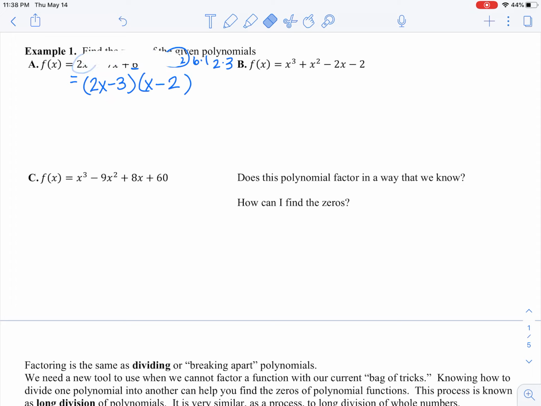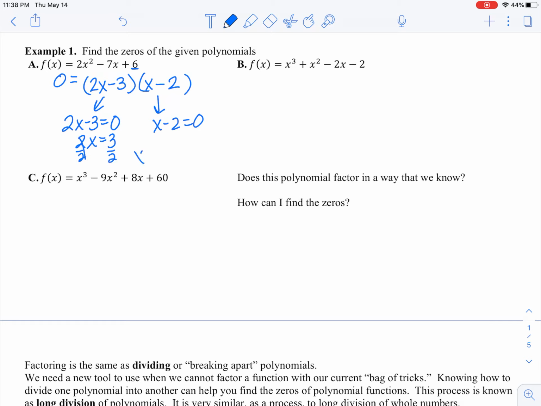And once we have it factored, now we can find our zeros by setting our function equal to 0, and then all of our factors equal to 0, and solving for x. So in our first one, we're going to add 3 over, so we have 2x equals 3, and then divide by 2. And so I get x is equal to 3/2. And in the second one, we're going to add the 2, and we get x equals 2. And so those are the two zeros. And again, we knew we were looking for two zeros because it was an x squared.